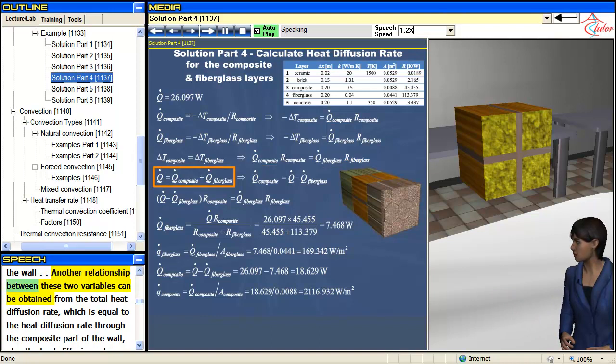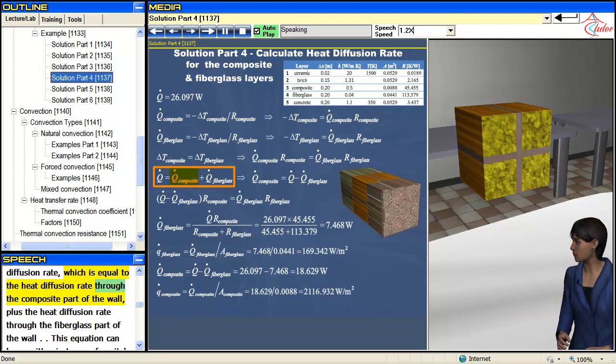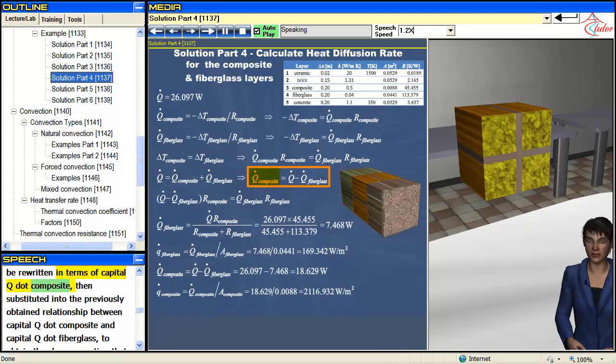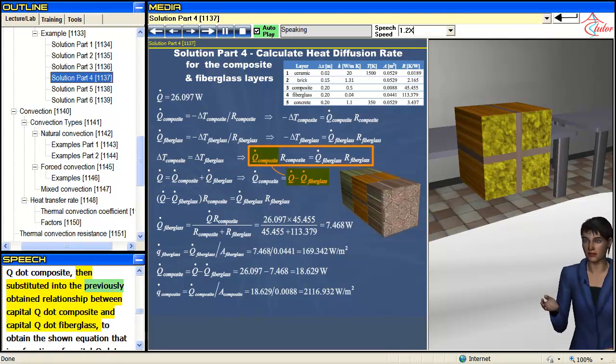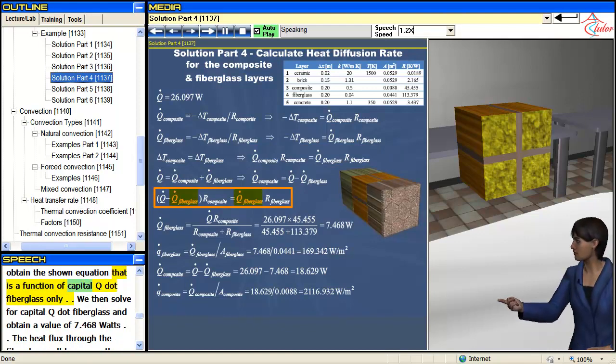Another relationship between these two variables can be obtained from the total heat diffusion rate, which is equal to the heat diffusion rate through the composite part of the wall, plus the heat diffusion rate through the fiberglass part of the wall. This equation can be rewritten in terms of Q dot composite, then substituted into the previously obtained relationship between Q dot composite and Q dot fiberglass, to obtain the shown equation. That is a function of Q dot fiberglass only.